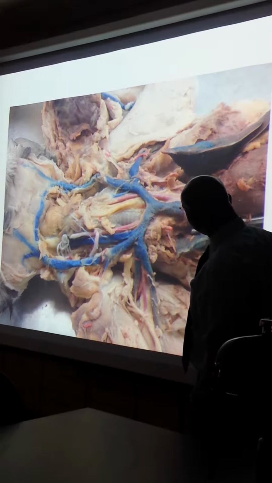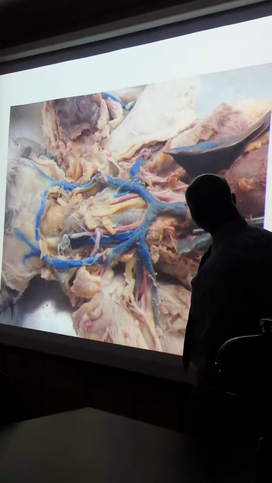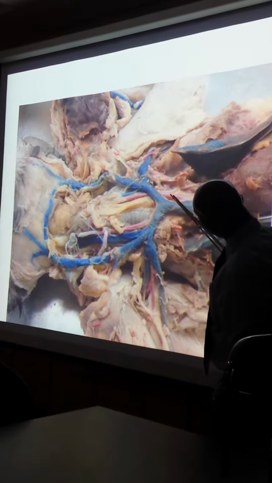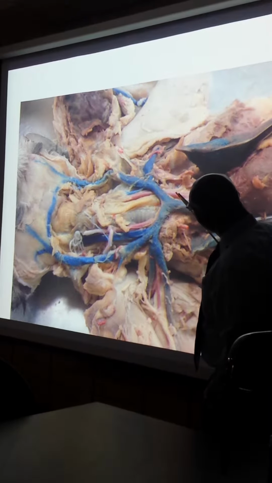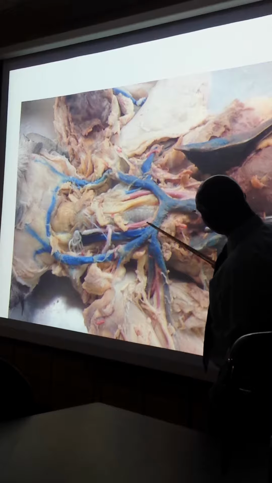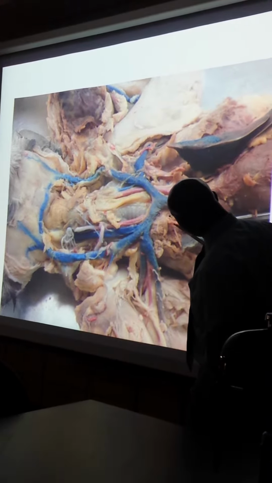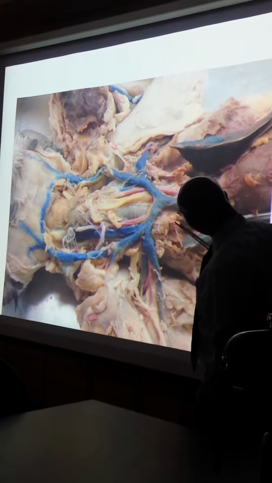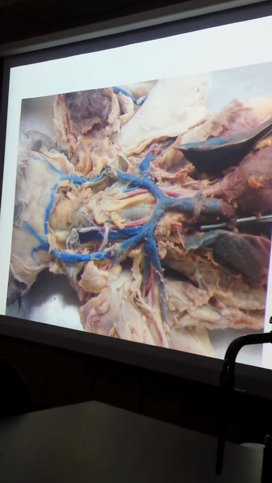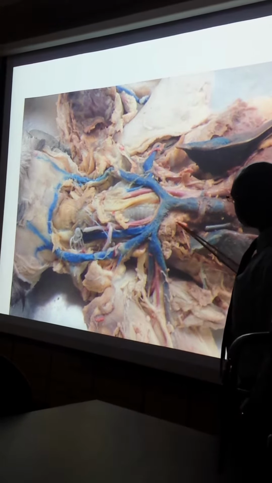And on this side you get the brachiocephalic artery over here, right? And then you get the common carotid artery. So from this common carotid artery here, you get the subclavian that comes up, and this stump here is probably the internal mammary artery, okay? Because it splits on this.